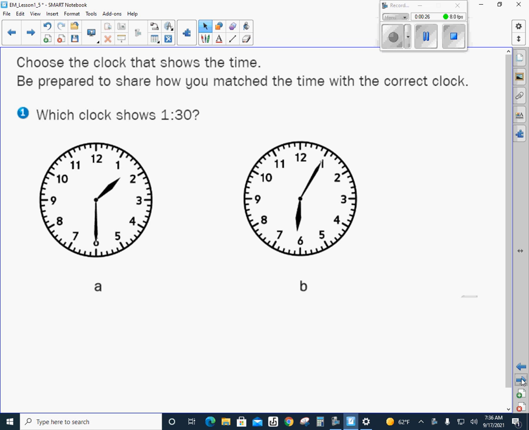So if we were in class, of course, we would be discussing this a little bit, but I just want you to look at these two times and tell me which clock shows 1:30. Pause the video to give yourself time to look at them.